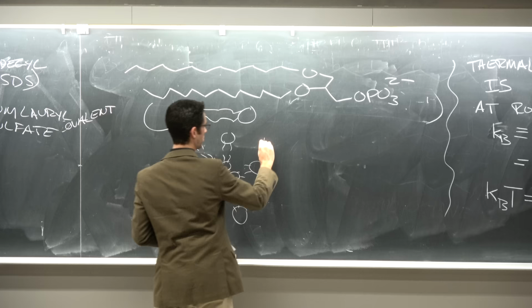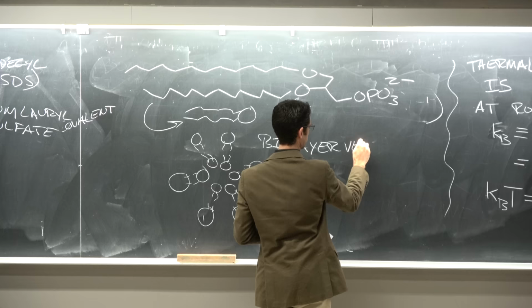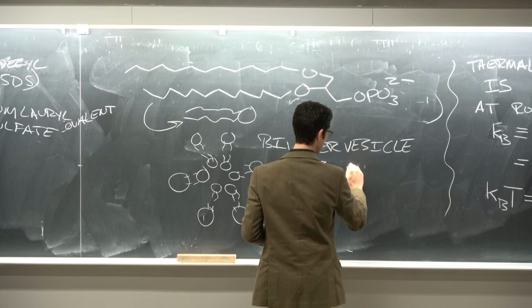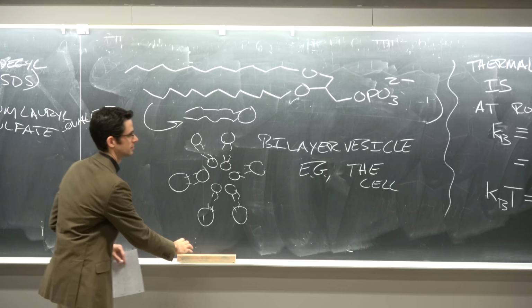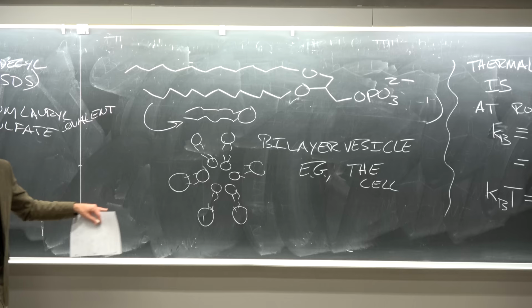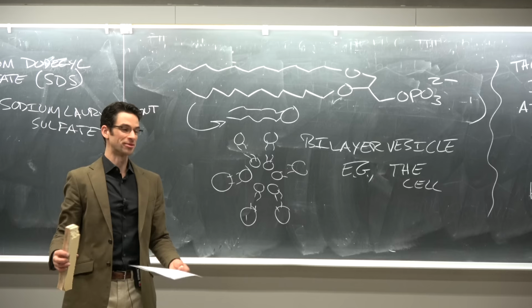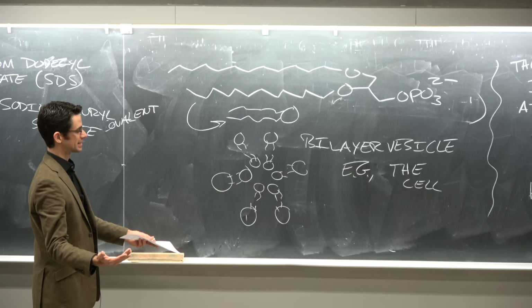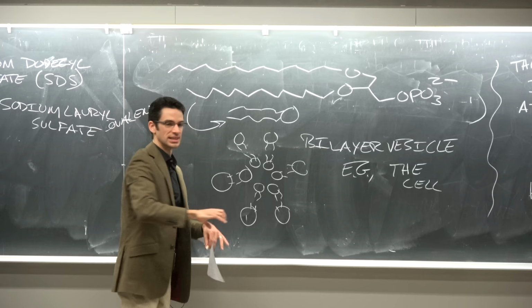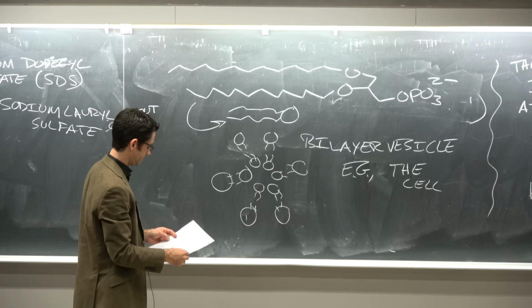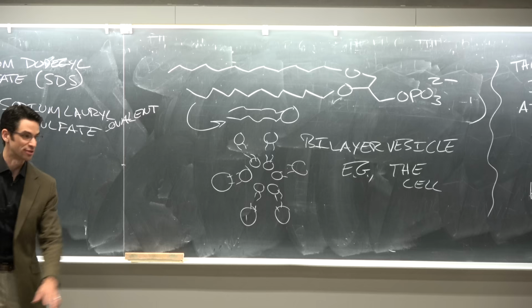This is a bilayer vesicle, like the cell. This is a really tiny bilayer vesicle. On this scale, a cell would be the size of this room. It forms a bilayer vesicle instead of a micelle because these structures form more of a cylindrical structure in solution, whereas this is more of like a cone. Cones tend to pack together like a sphere, whereas cylinders tend to pack together like a bilayer. Because of the extra tail, it's kind of fatter at the end, and geometrically it would prefer to be in a structure like this.